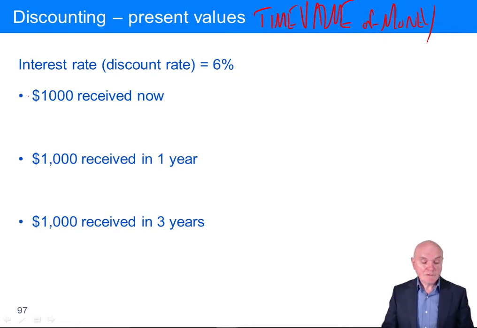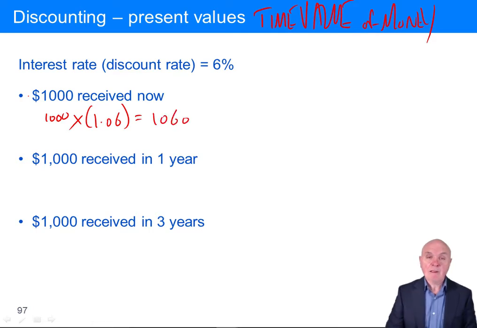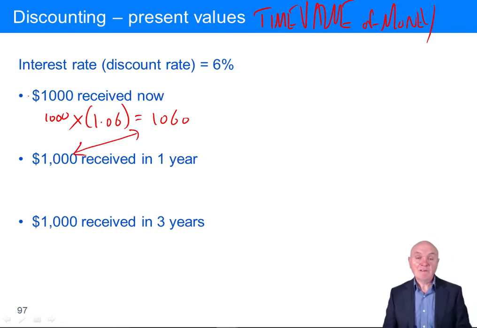Dealing with the first two here, what you can say is, if I receive the money now, I can put it aside in the bank, and in 1 year's time, I would have 1060 in the bank. And of course, this is clearly better than having to wait a year before you get your 1,000 coming in.